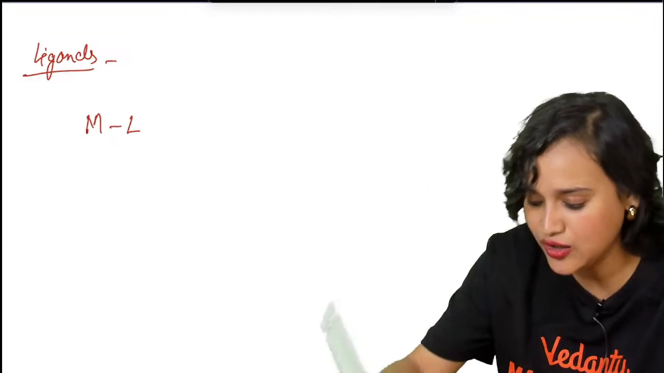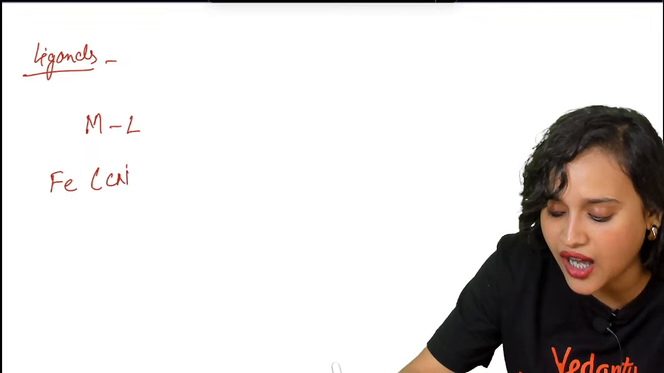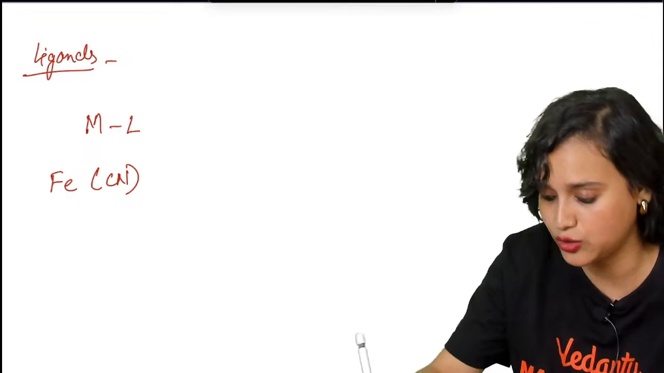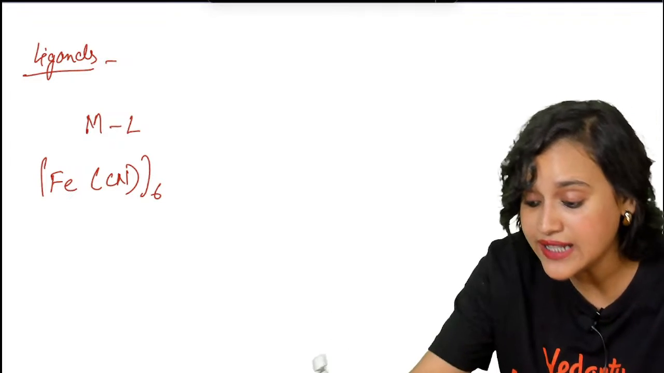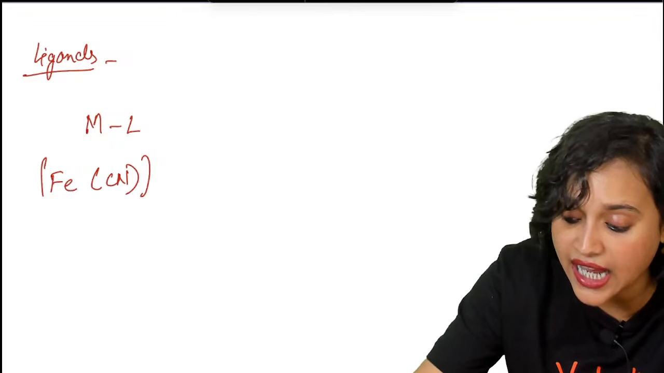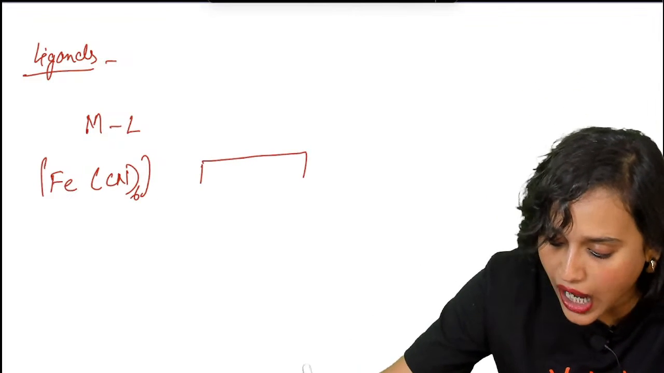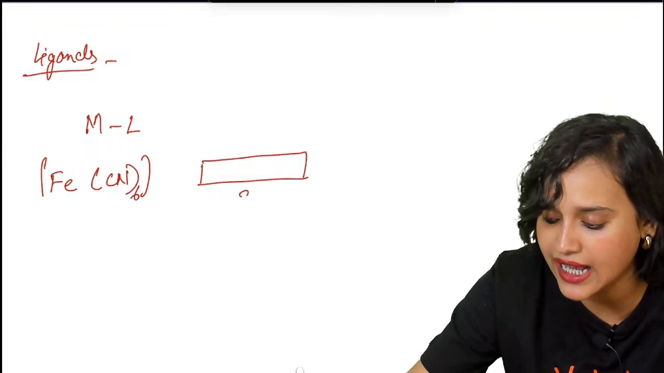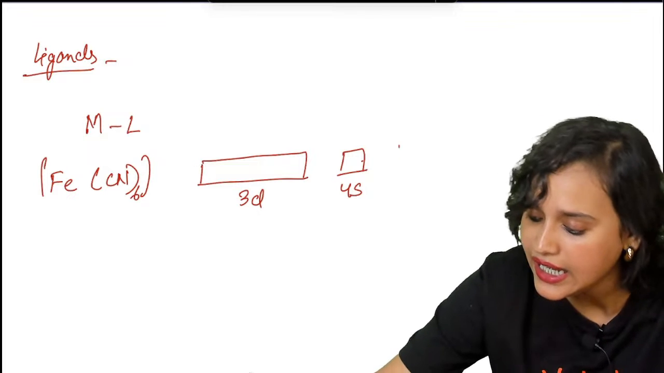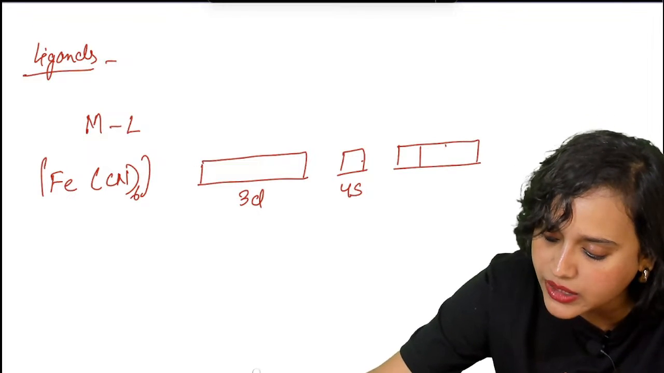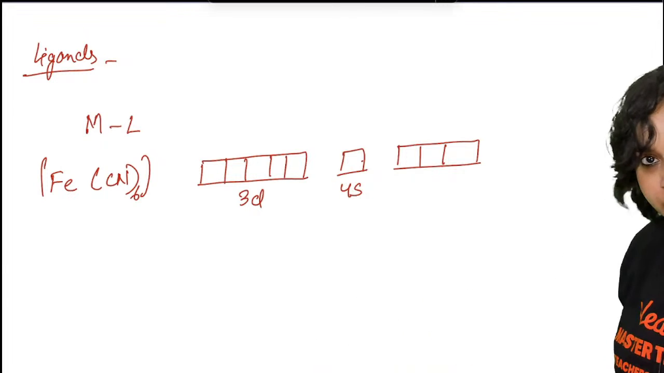Now take a look at it. See, Fe, iron, when it is with cyanide. If you have FeCN6, cyanide is such a strong ligand. Iron has orbitals: 3d orbital, 4s orbital, 4p orbital. Am I right? Yes, 3d, 4s, 4p orbital.